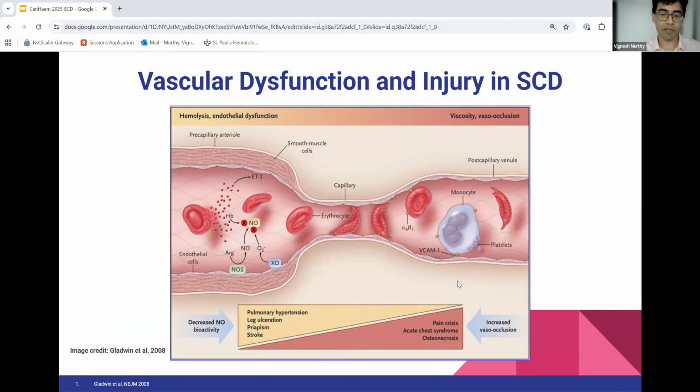On the other hand, you have the strictly vaso-occlusive component, where you're occluding your microvasculature, infarcting different tissues, and leading to pain crises, acute chest syndrome, and osteonecrosis or AVN. And of course, these things kind of exist in a continuum, and hemolysis and vasoconstriction might make you a little bit more prone to vasoocclusion as well. So they all work together, unfortunately.